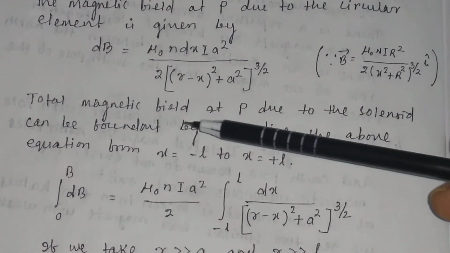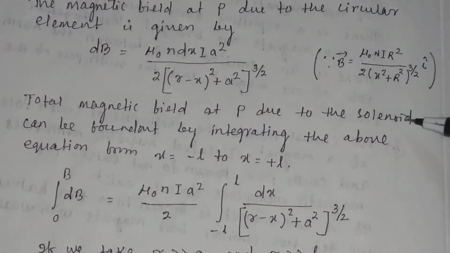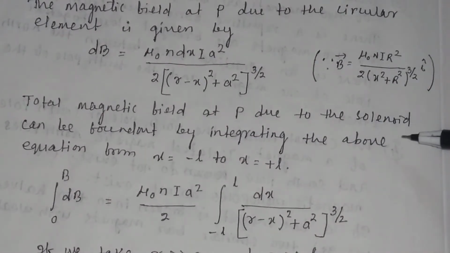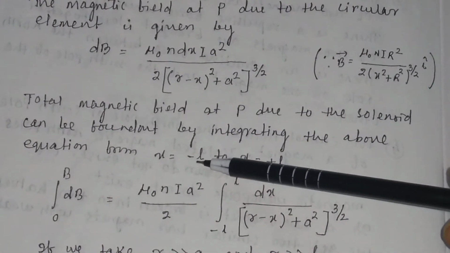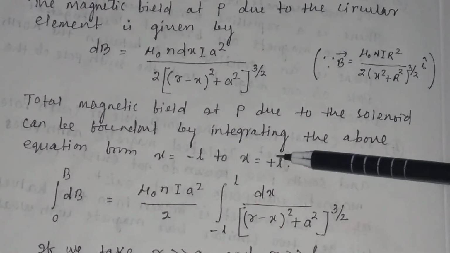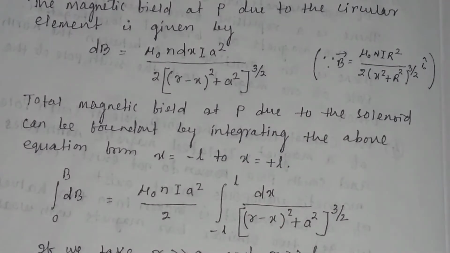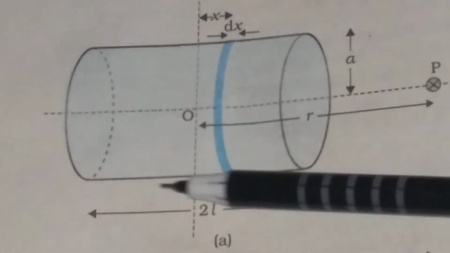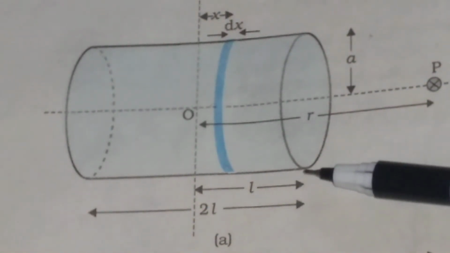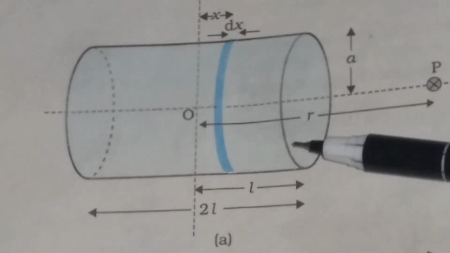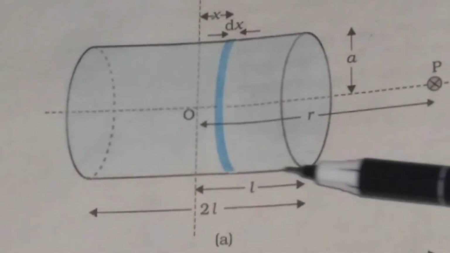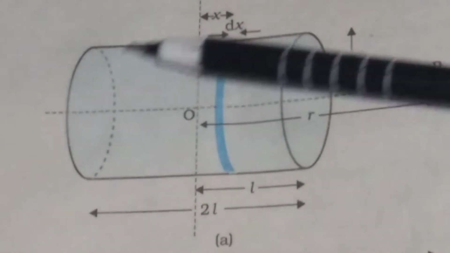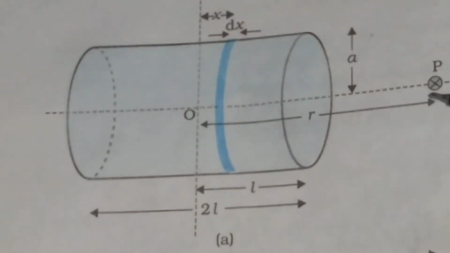So the magnetic field at P due to the total solenoid or the whole solenoid can be found out by integrating the above equation from x equal to minus L to x equal to plus L. So you see, this is x is equal to minus L and this is x is equal to plus L. So if you integrate the magnetic field from minus L to plus L, then you can find out the total magnetic field due to this whole cylinder at this point P.